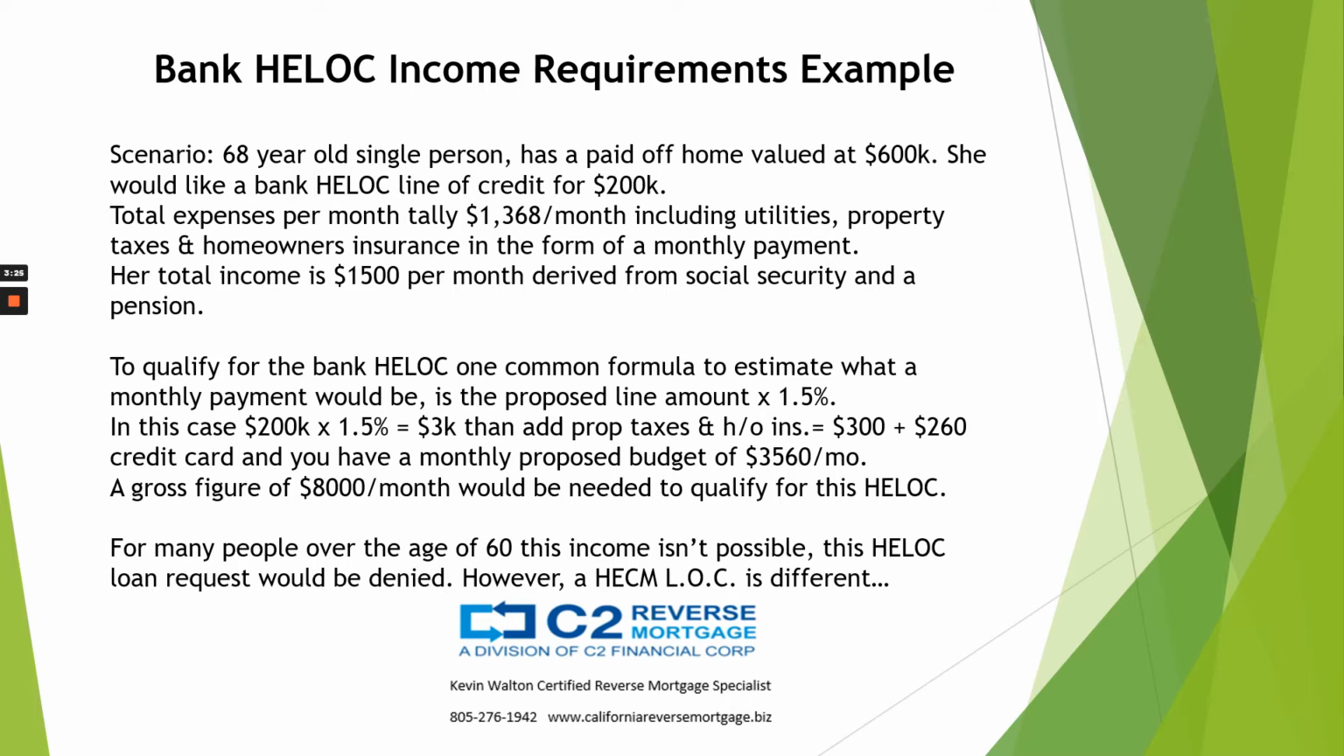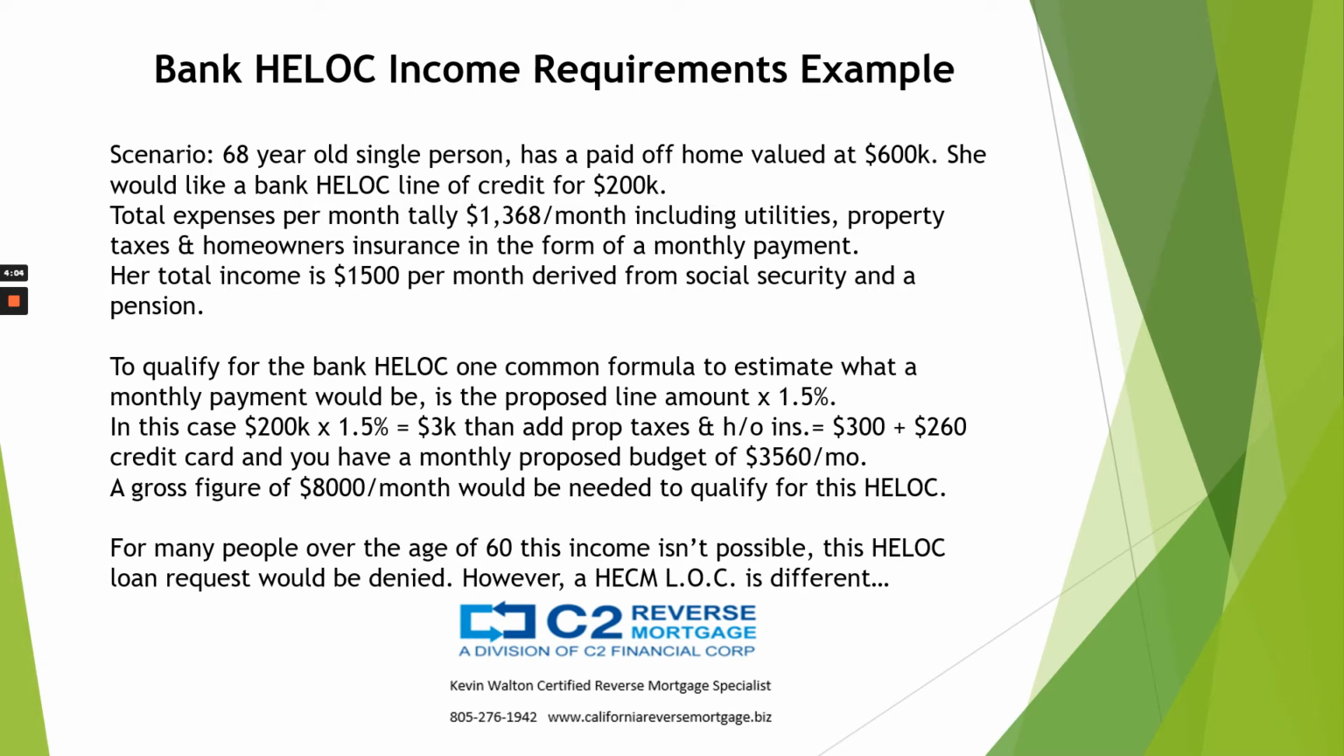You have to be able to make that payment, in addition to your property taxes and homeowner's insurance in the form of a monthly payment, which in this case was $300. Plus she had an additional $260 per month credit card payment as well. So total payments are $3,560 a month. She had to have the ability to make those payments every month. But they're not going to use 100% of your income to qualify you. So in this case, she needed to show $8,000 a month to qualify for that bank HELOC.